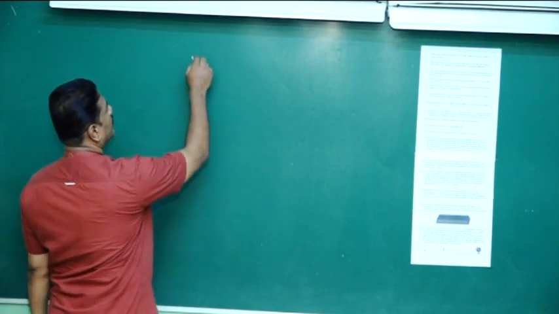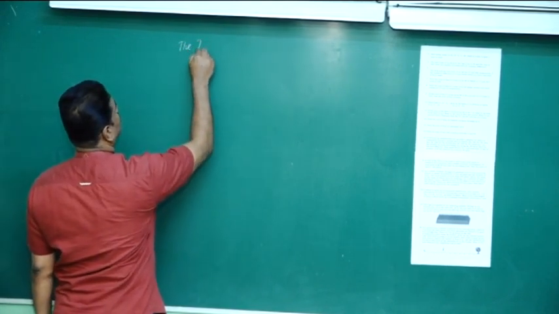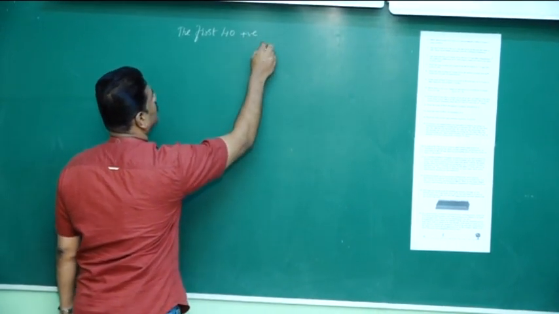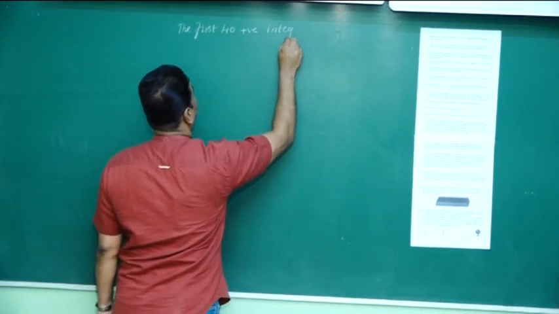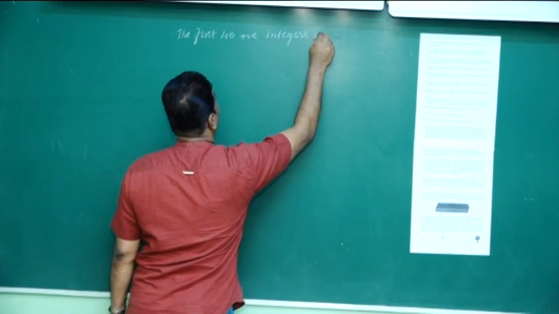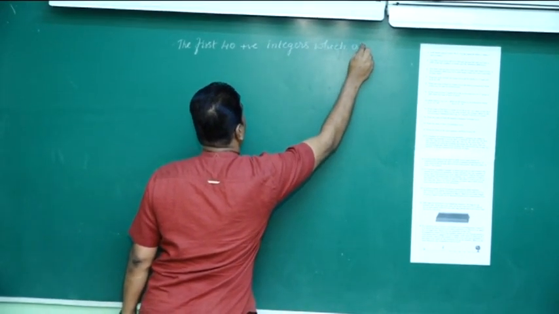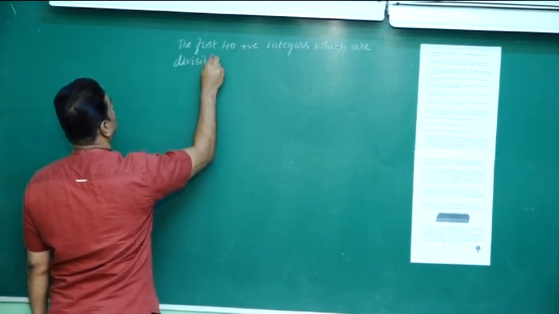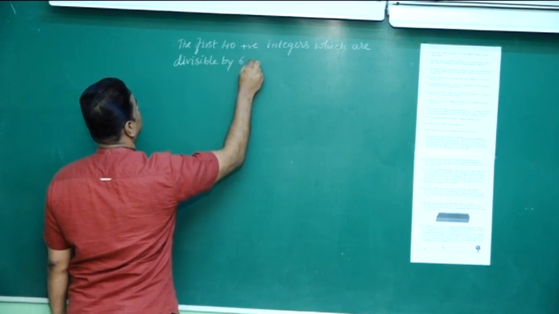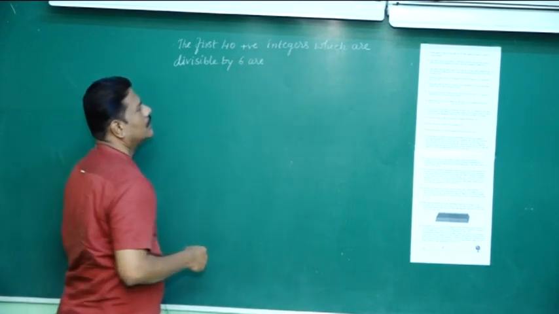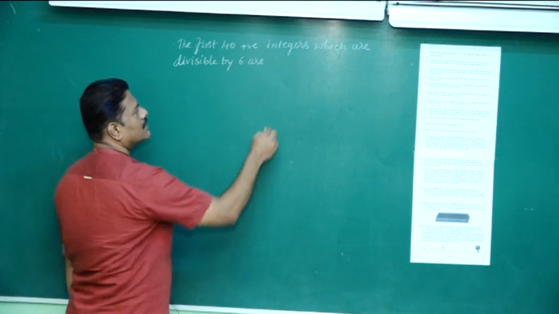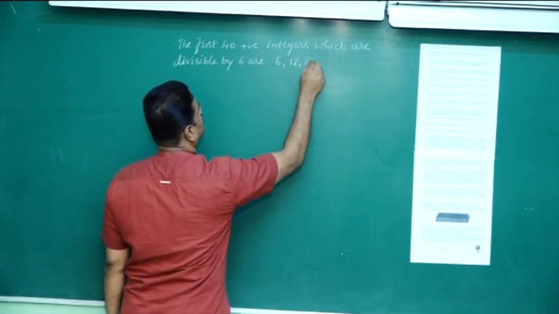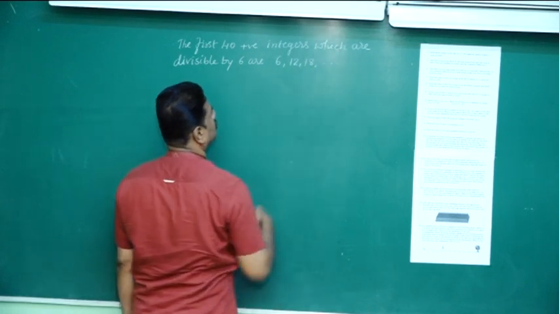So I write like this: the first 40 positive integers which are divisible by 6 are. So the first number which is divisible by 6 is 6. 6 ones are 6, 6 twos are 12, 6 threes are 18. Like that it will go on.